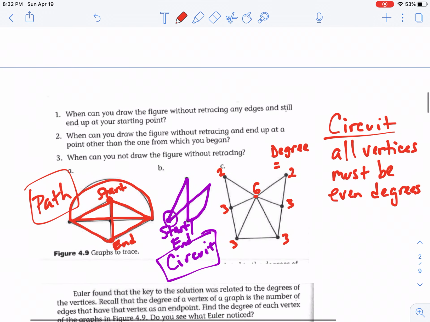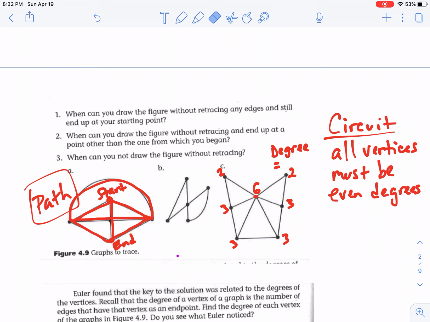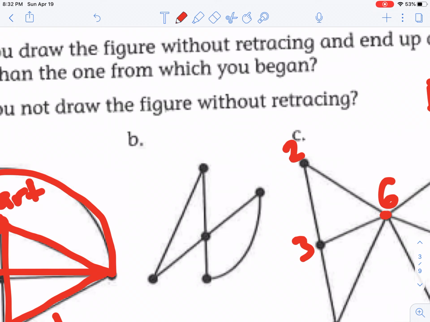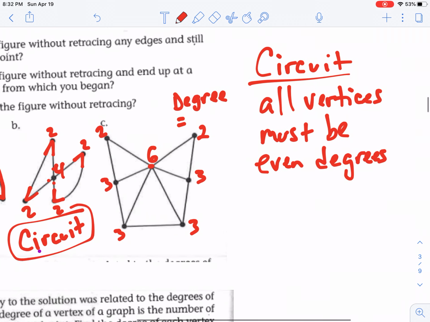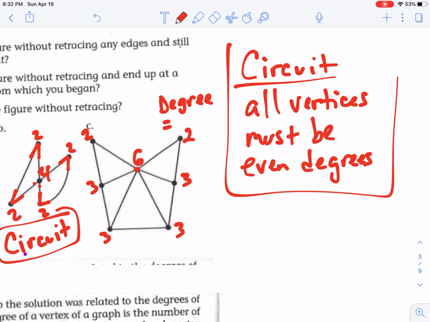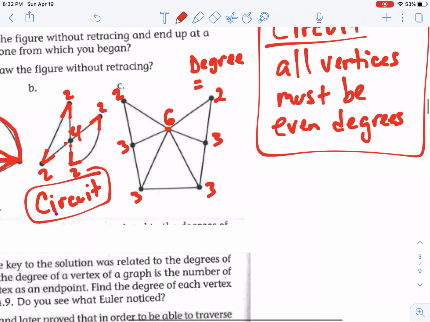So like this middle one here was a circuit, right? I'm just going to erase this real quick. This was a circuit. Why? Because look at all the degrees. This one has 2, this one has 2, this one has 2, this one has 2. This middle one has 1, 2, 3, has 4 connected to it. See how they're all even? 2, 2, 2, 2, and 4? That's a circuit. Okay? So the requirement for a circuit is that all the vertices have to be even degrees.